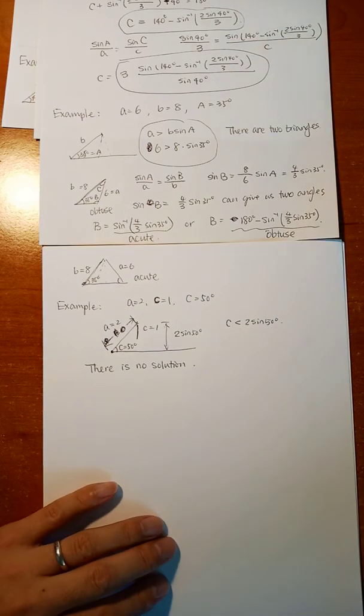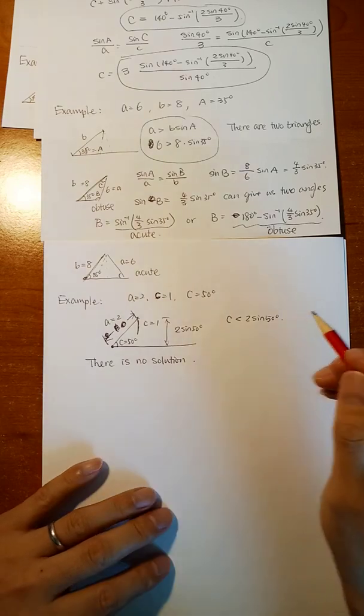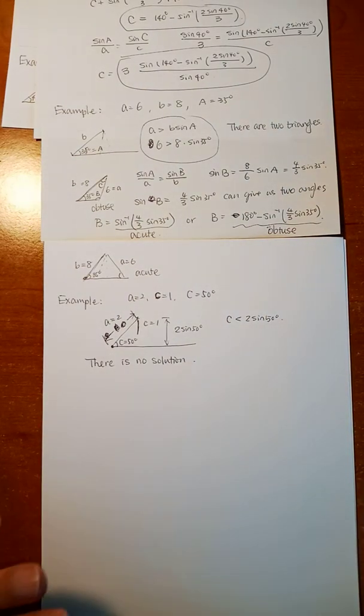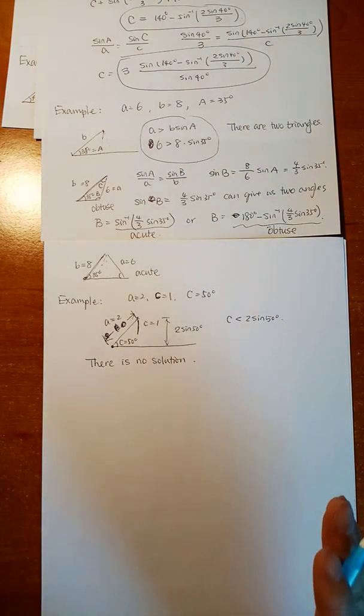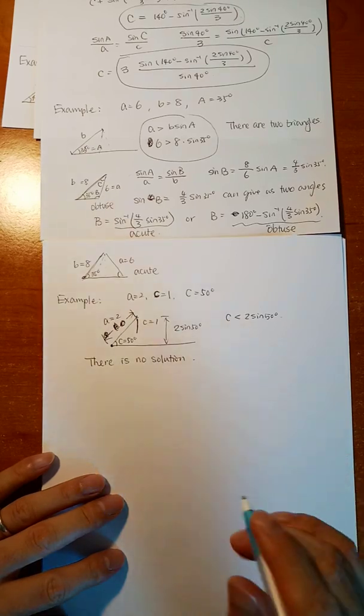All right? So only for the SSA situation, it has several cases. For any other situation, you just get a unique oblique triangle.